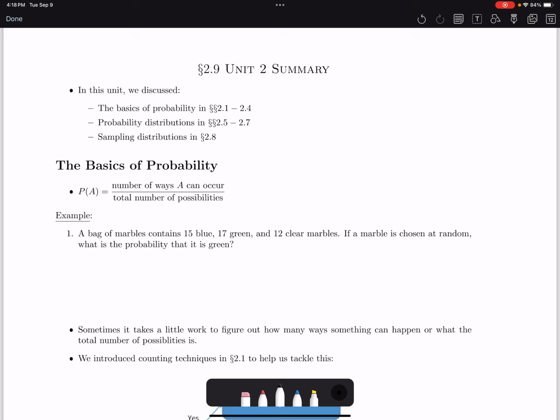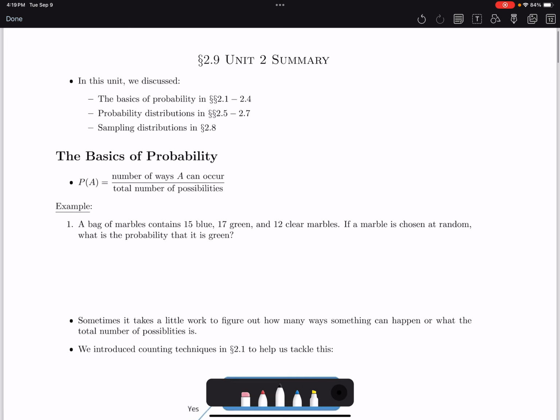So in the first few sections of this unit, we talked about just the basics of probability in sections 2.1 through 2.4. So we'll start off by reviewing that material, and then we started talking about probability distributions, and we did that in 2.5 through 2.7, and then finally in 2.8 we talked about sampling distributions, and that was really the section that the entire chapter was building up to. So let's get to it, and we'll talk about the basics of probability.